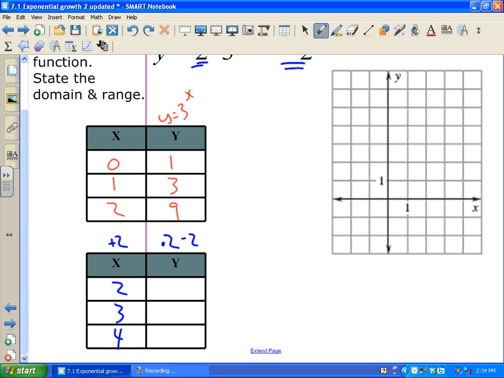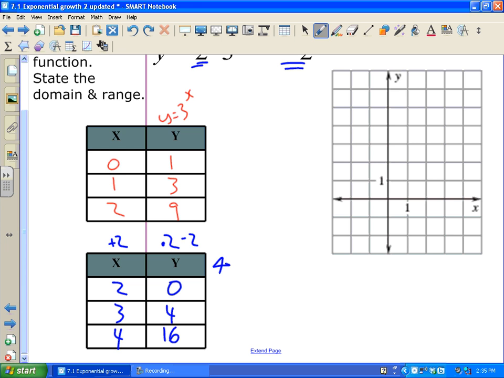Your y changes. Multiply by 2, then subtract 2. 1 times 2 is 2. 2 minus 2 is 0. 3 times 2 is 6. 6 minus 2 is 4. Lastly, 9 times 2 is 18. 18 minus 2 is 16.